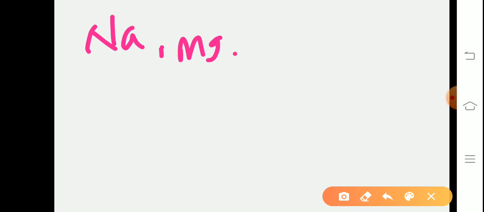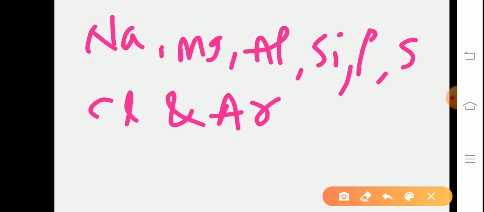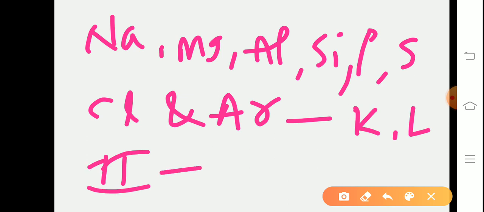Similarly the elements sodium, magnesium, aluminium, silicon, phosphorus, sulfur, chlorine and argon all contain two main shells. They are K and L shells. Therefore they belong to the second period.